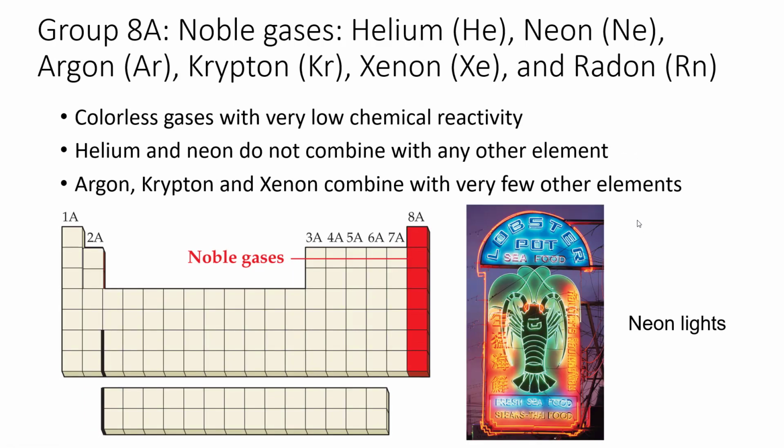The last group I'd like to go over today is group 8A, or group 18, which is our noble gases, such as helium, neon, argon, krypton, xenon, and radon. These are colorless gases with very low chemical reactivity. Helium and neon do not combine with any other element. They're just gases by themselves, whereas argon, krypton, and xenon combine with very few other elements. Okay, so they're mostly unreactive, but they can be excited to form these really cool neon lights formed by our noble gases. Okay, that's it for today.